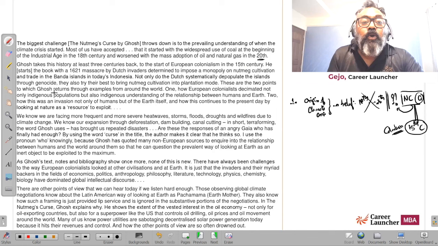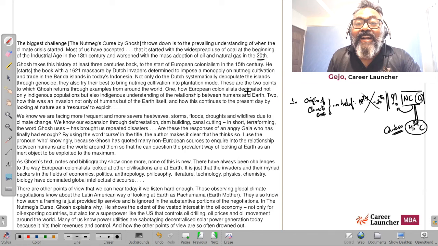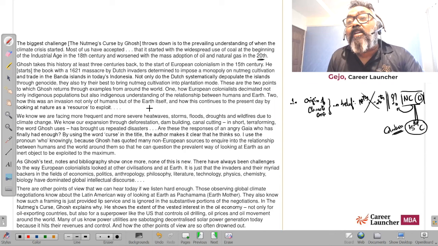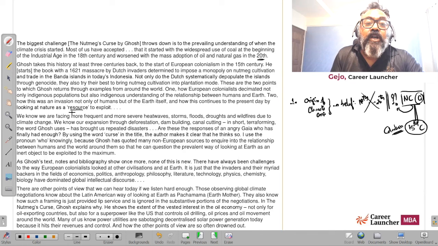One, how European colonists decimated not only the indigenous population, but also the indigenous understanding of the relation between humans and earth. Two, how this was an invasion not only on humans, but on earth itself, and how this continues to the present day by looking at nature as a resource to exploit.